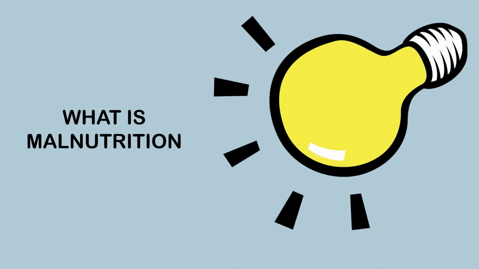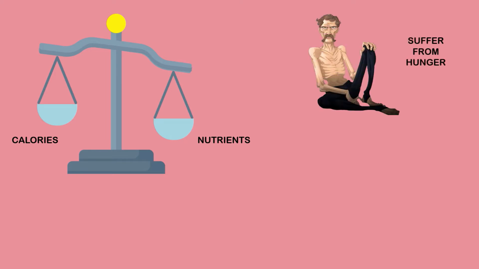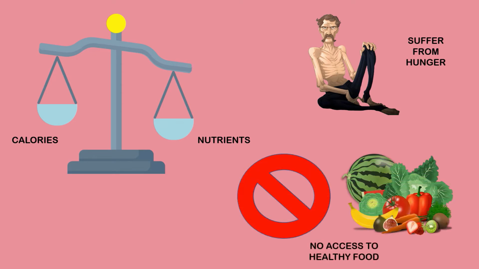What is malnutrition? Malnutrition occurs when the body does not get the right balance of nutrients and calories that is needed to stay healthy. This does not just happen to people who suffer from hunger or who do not have access to healthy food. Malnutrition can happen to anyone, including your children with autism spectrum disorder. Malnutrition can be divided into undernutrition and overnutrition.